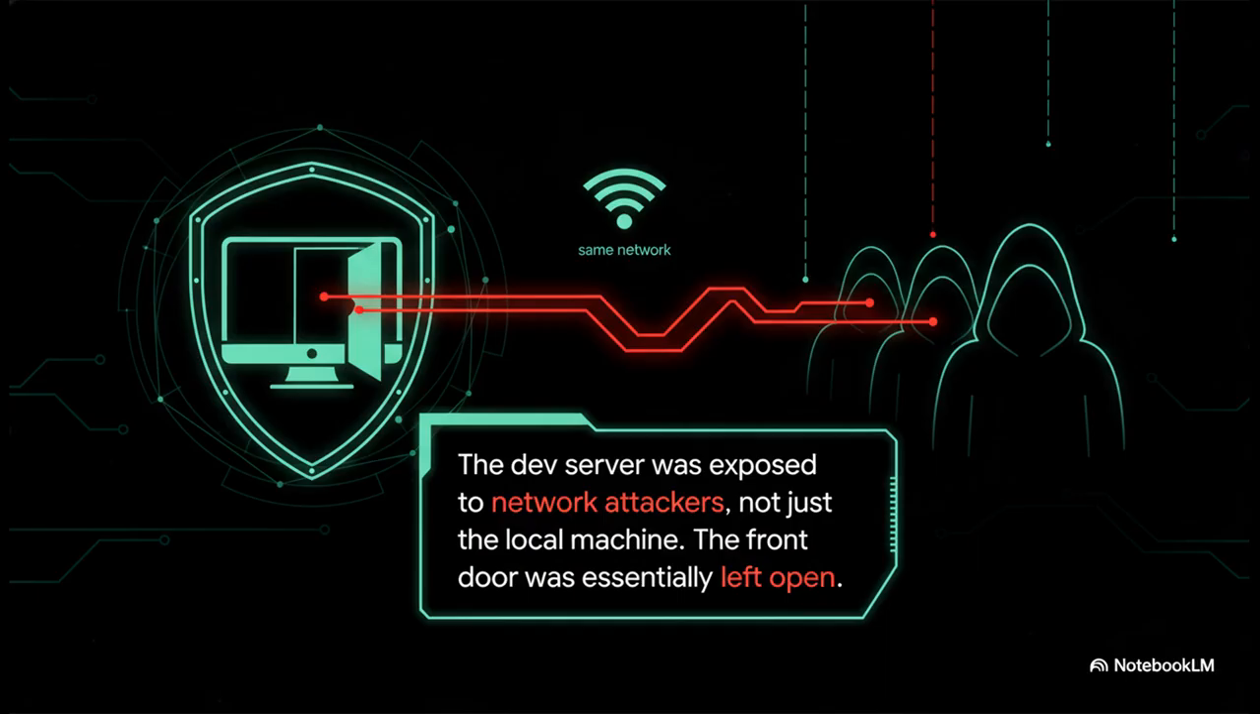And this is the detail that makes it so critical. See, most dev server bugs are only exploitable from the same machine, but this one was different. By default, the server was listening for connections from the whole network, not just your local machine. It's less like leaving your door unlocked and more like giving a spare key to everyone else on the same public Wi-Fi. It's that bad.